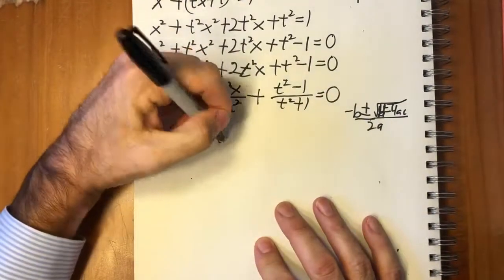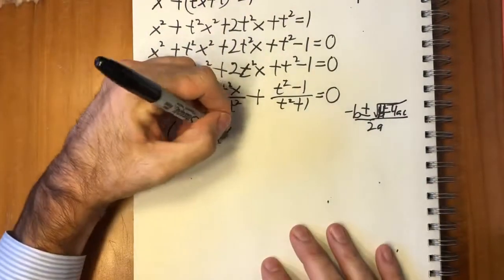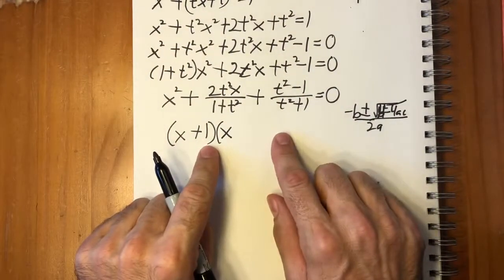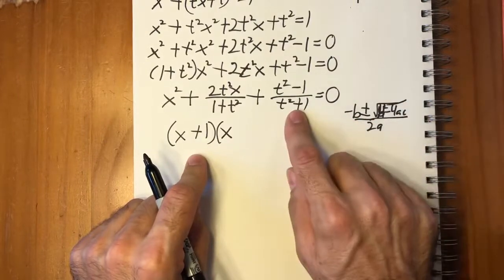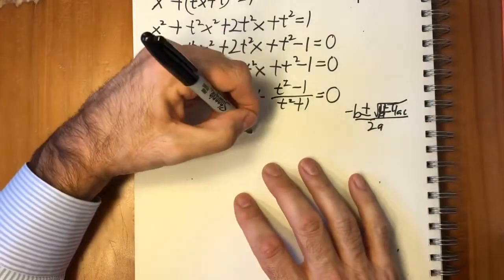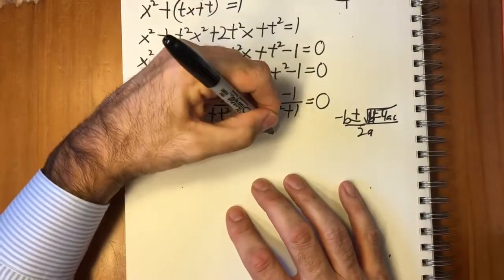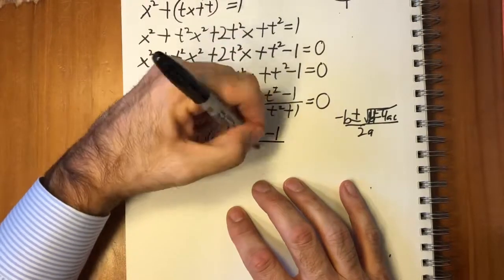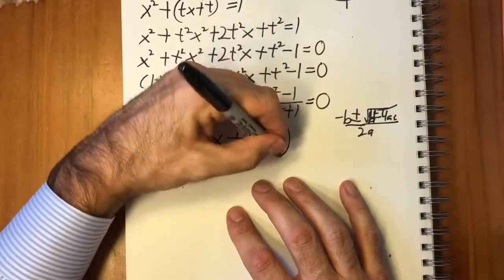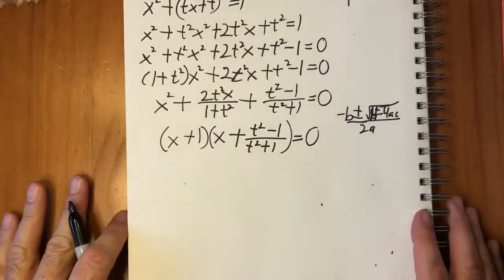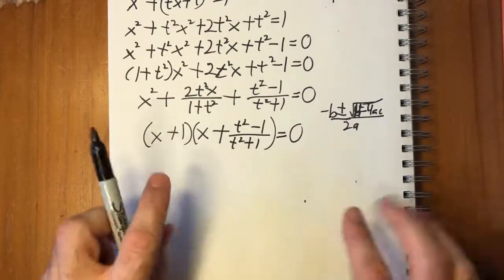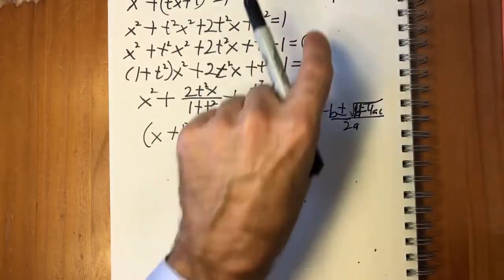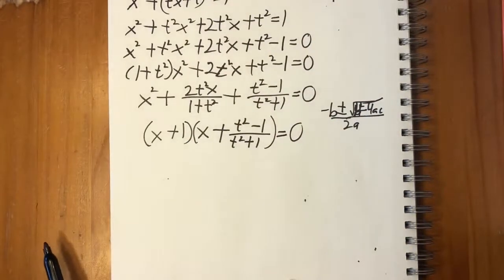So what's the other factor? Well, it has to be this times something to equal this. Well, that's easy. It's just t squared minus 1 over t squared plus 1 equals 0. Okay? So these are the two factors that will solve this equation.